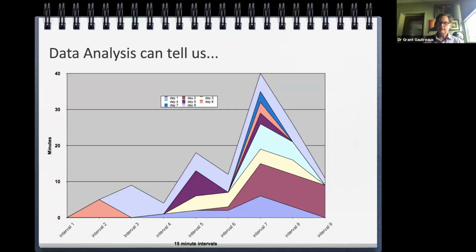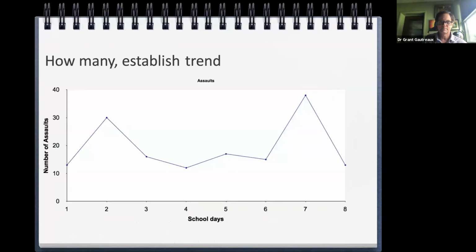We can know nothing about this at all, but know that in interval 7, we have a problem here across every day of the week. That's really important to be able to figure that out, because we may need a global intervention that's occurring at that time. We need a lot of bang for our buck at that time.